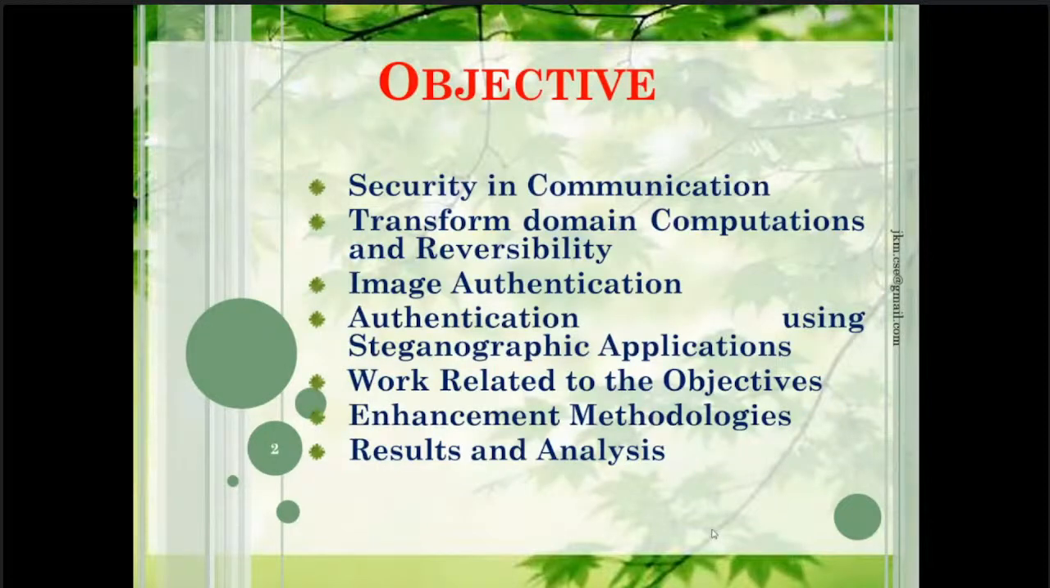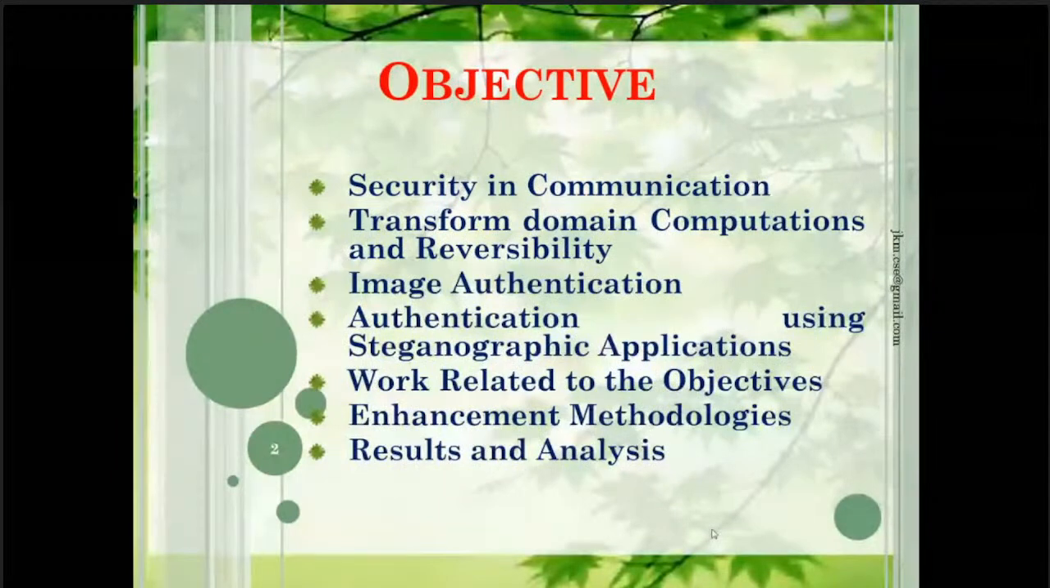So basically, the objective of this talk is to deal with security in communications and transform domain computation and reversibility, image authentication, authentication using steganographic application, and work related to this objective, and some enhanced methodologies. Because when I embed secret information, in terms of the image I am injecting some noise. So how do we optimize the noise, and then towards the end, some analysis of results, and how to upgrade and enhance the results.